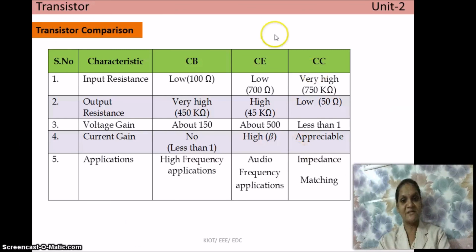So this is the comparison between all the 3 transistor configurations. Out of these 3, common emitter is widely used because of high current gain, high voltage gain, high power gain, and better amplification. This is a frequently asked 2 marks question.